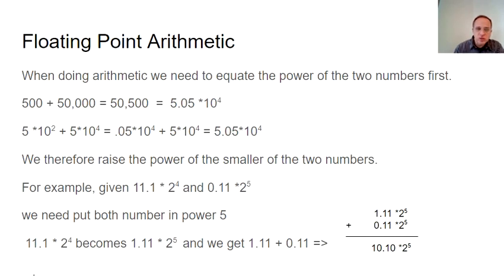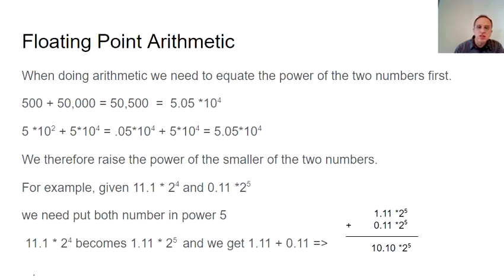So what we can do is we can say like this. Let us equate the powers of the two numbers. So they're both 10 to the larger power, 10 to the fourth. So the 5 times 10 to the fourth we're not going to change, but the 5 times 10 to the second we're going to change to 5 times 10 to the fourth. If we change it to 5 times 10 to the fourth, we have to move the decimal point accordingly, which means to the left, to get the same value. 0.05 times 10 to the fourth is also 500.